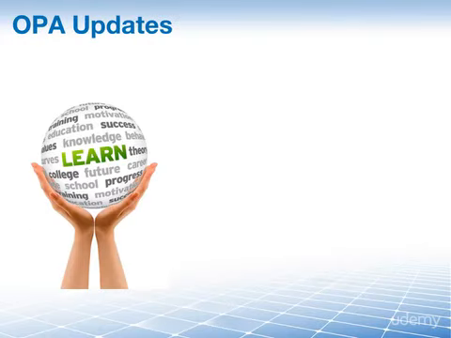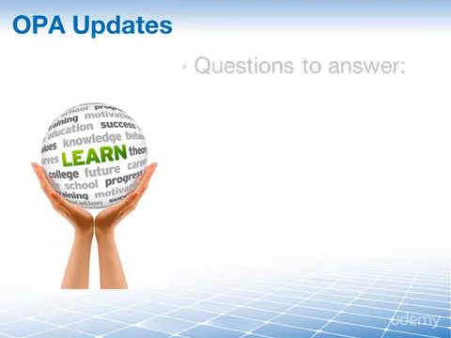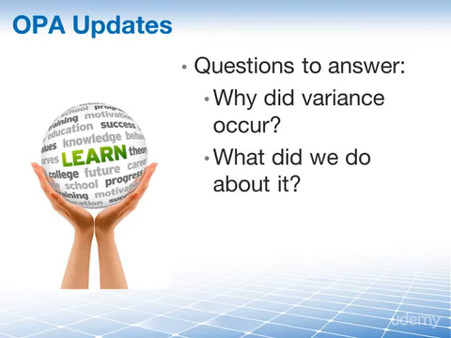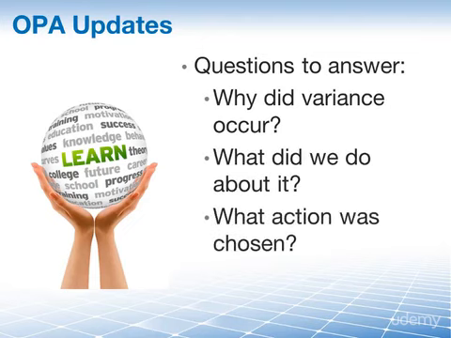Our final output are the updates to the organizational process assets of our company. When we're performing the variance analysis, we need to know the answers to the following 3 questions. Why did a variance occur? What did we do about it? And what corrective action was chosen exactly?